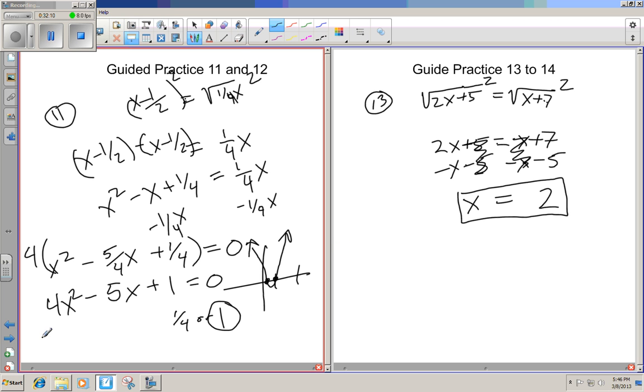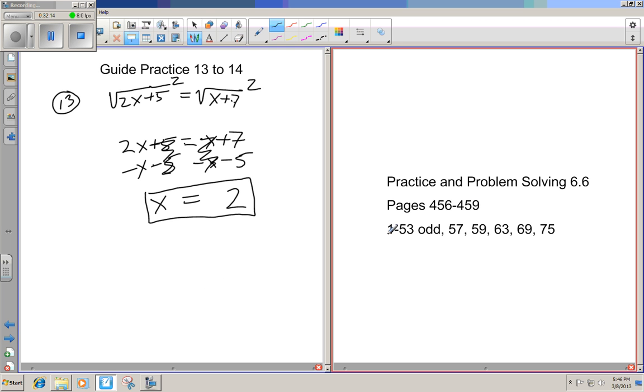So that should help you get through all your practice problems. Should get you through the section 6 practice problems. You should be good to go then, and good luck.